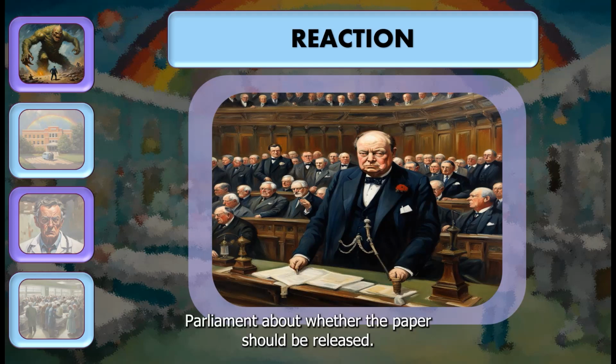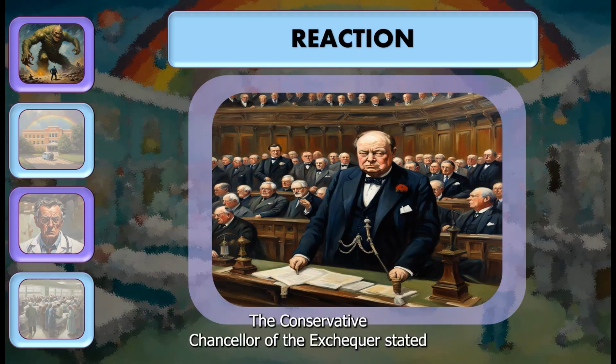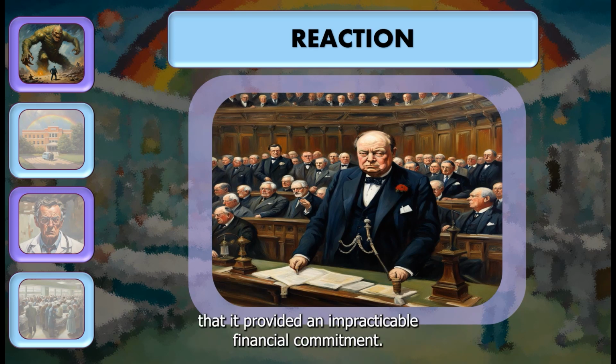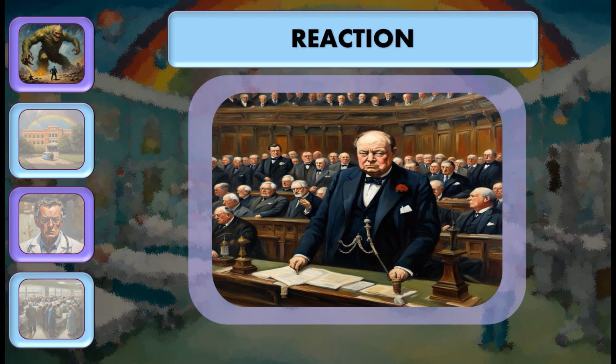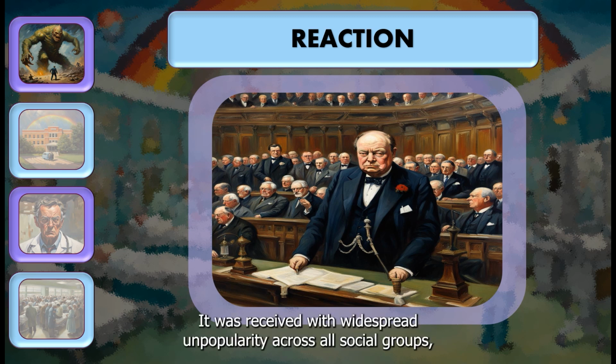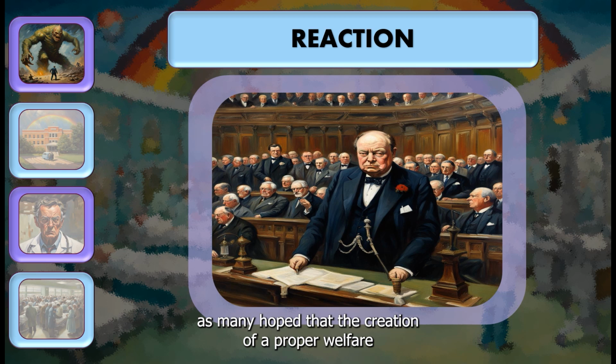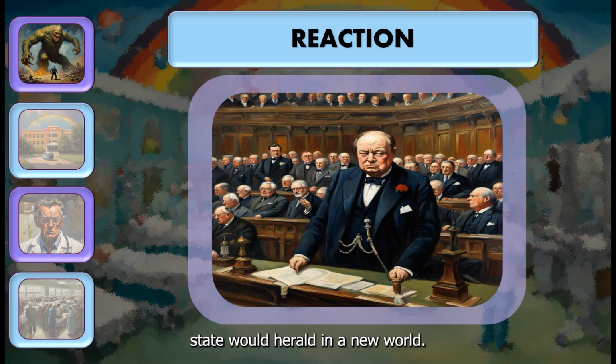There was debate in Parliament about whether the paper should be released. The Conservative Chancellor of the Exchequer stated that it provided an impracticable financial commitment. His opinion was overridden, however, and the report was released to the public. It was received with widespread popularity across all social groups, as many hoped that the creation of a proper welfare state would herald in a new world.